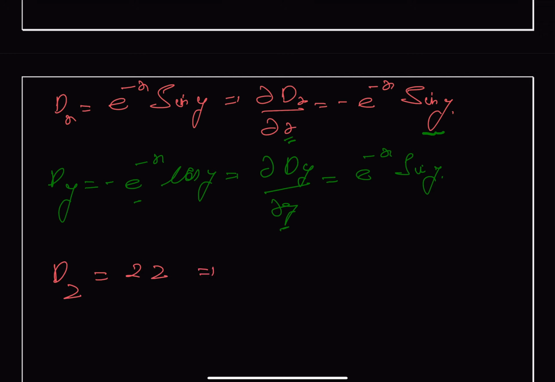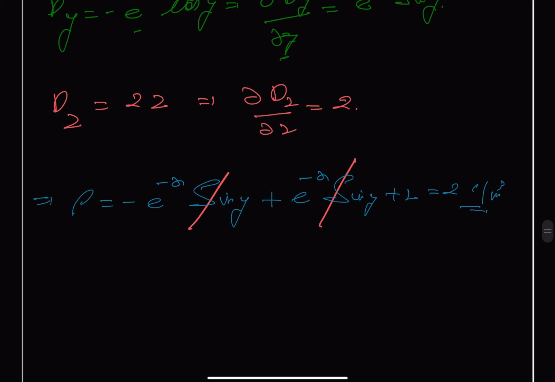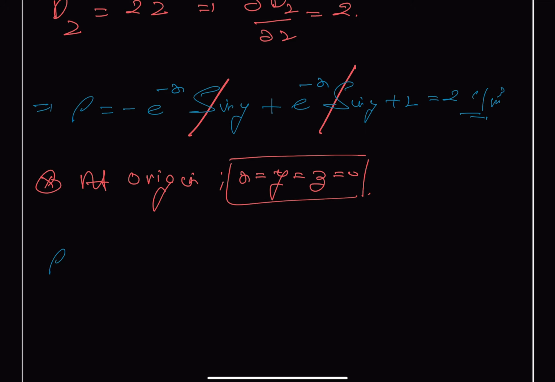And we can also find out, or we can say, at origin, our x is equal to y is equal to z, all these are 0. Therefore, if we substitute this, our volume charge density is equal to e raised to the power minus 0 sine of 0 plus e raised to the power 0 and sine of 0 plus 2. This also comes as 2 coulomb per meter cube.